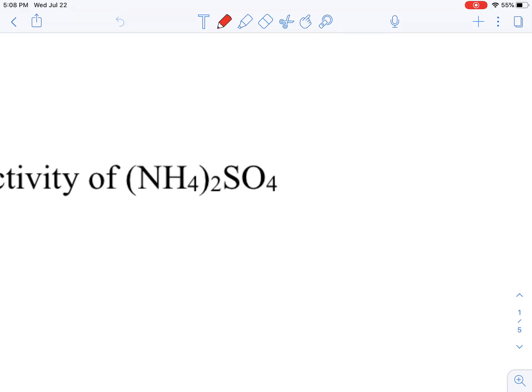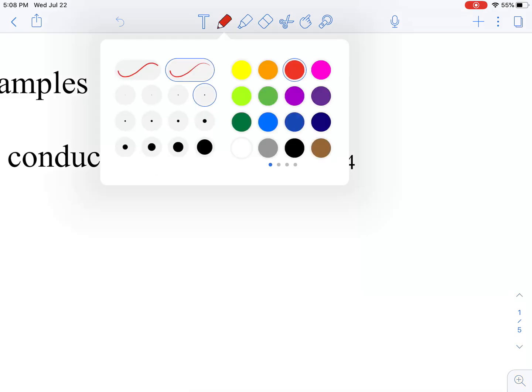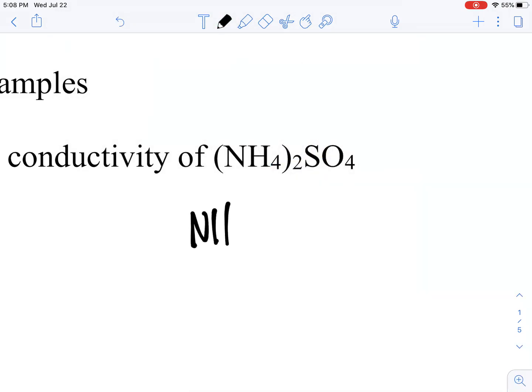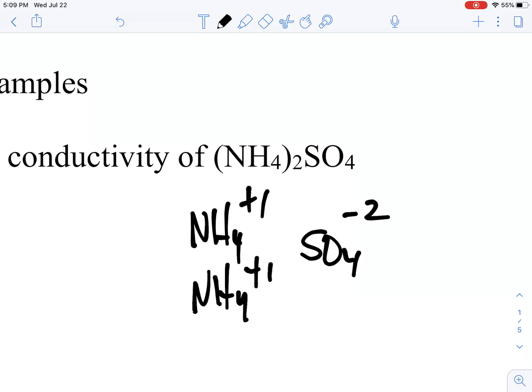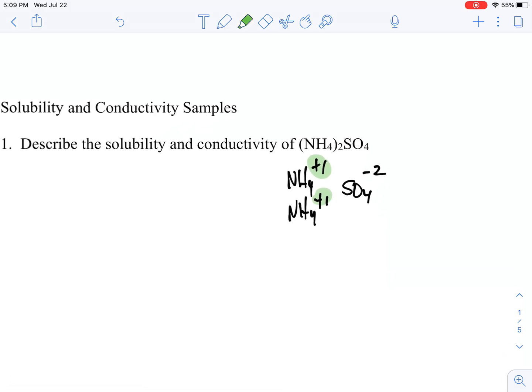So all we have to do is look at the charges within the compound. Now this is ammonium and sulfate. So if that's the case, then that means that your formulas here are ammonium, which is a +1, which is why there are two of them, and then the sulfate, which is a -2. So does this guy have a +1 and/or a -1? Yep, sure does. Right there and right there.